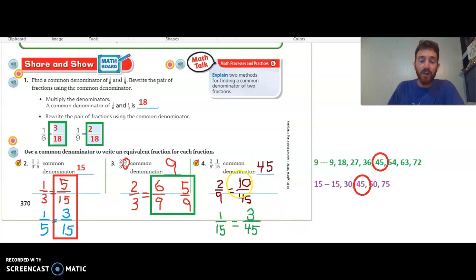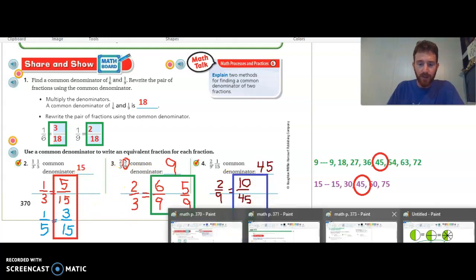So here are our two fractions that are equivalent to the ones we started with. 2/9 is the same as 10/45. 1/15 is the same as 3/45. But again, this is helpful because now we've got these nice common denominators. So if I was to add these together, I can add 10/45 and 3/45. I can't do 2/9 plus 1/15. I have to change them to that, which we'll get to a little bit down the road. Okay, so there's how we can do that. That's 2, 3, and 4 on there.